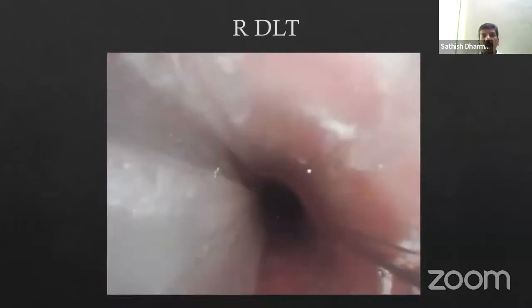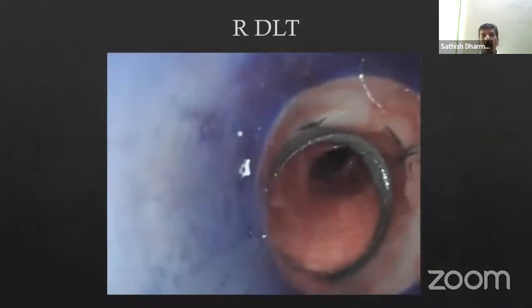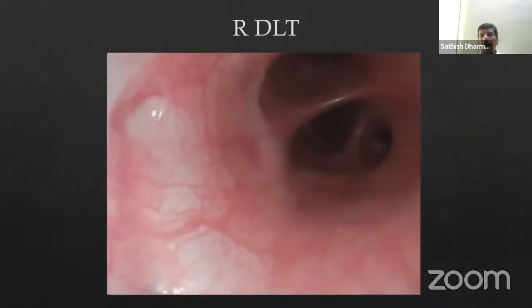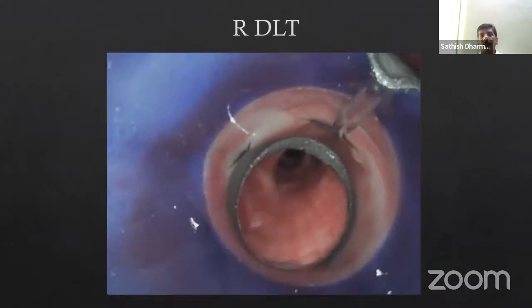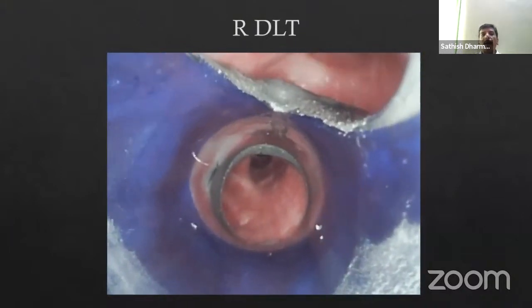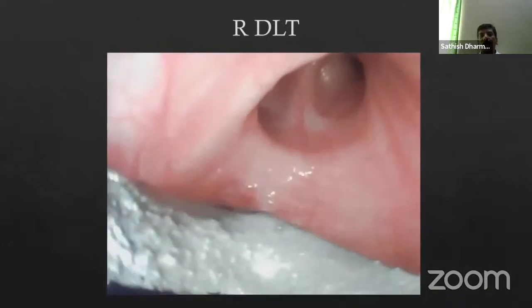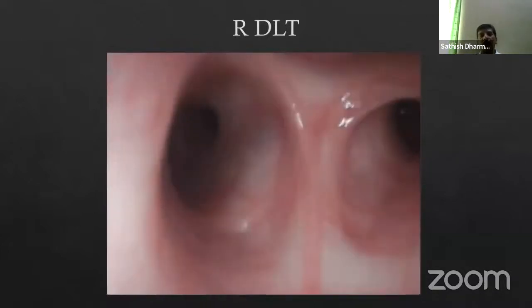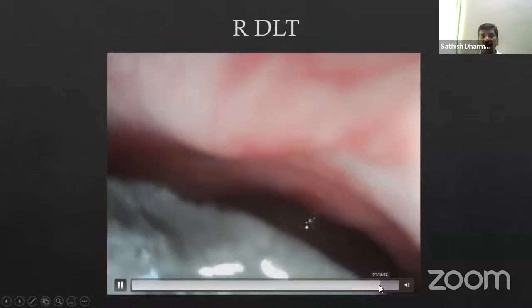Once you go deeper inside, you will see the secondary level bronchus, that is the intermediate bronchus, right lower lobe and right middle lobe. Then pull out the bronchoscope and see the right upper slot in the bronchial lumen, and then align it with the right upper lobe bronchus. You see, now we are aligned and the trifurcation is seen. So this is how a right-sided DLT should be confirmed.